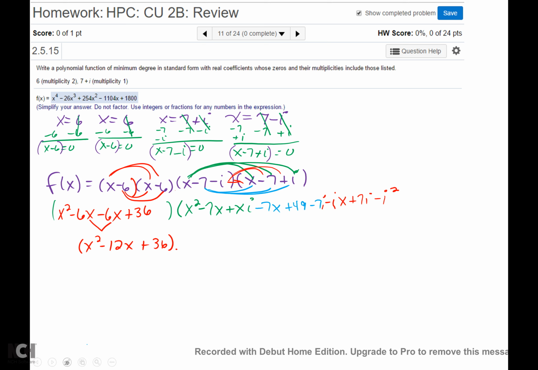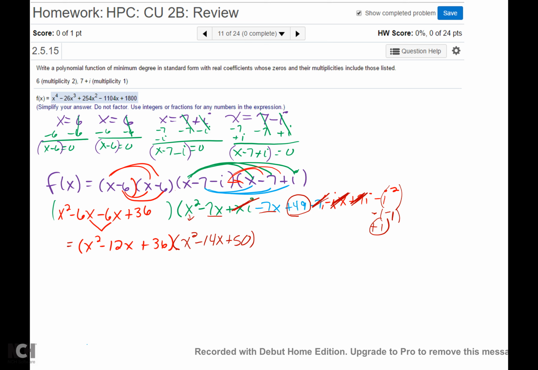Okay. And so now I'm going to combine like terms and kill the i's. There's a positive xi. There's a negative xi. Ix, same thing. There's a negative 7i, there's a positive 7i. And this is going to turn into a real negative 1. Times this negative is going to make it a positive 1. So I have those like terms, the x's, and drop the x squared. So that simplifies down to x squared minus 14x plus 50.